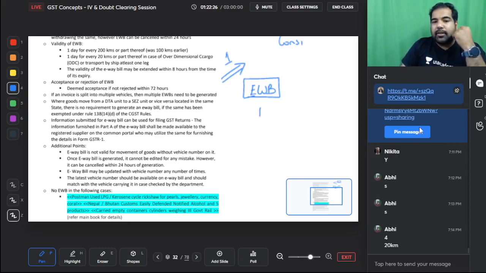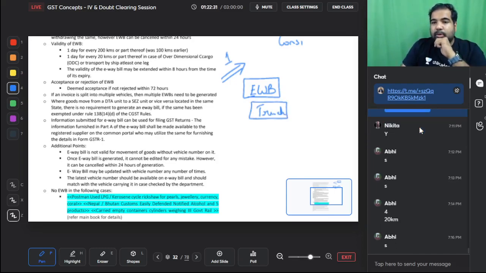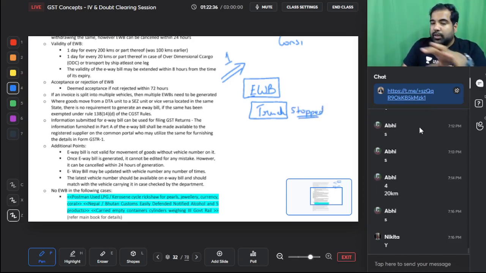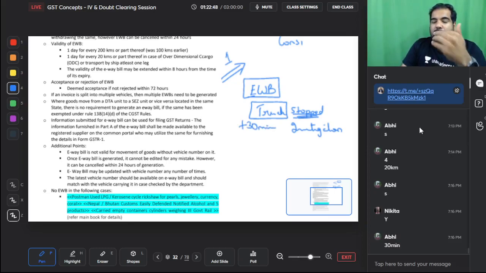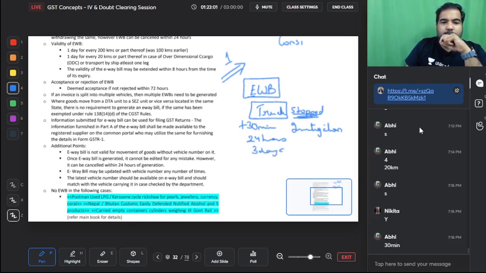Guys, can the truck or the transport be stopped by the officer? Yes, the truck or the transport or the conveyance can be stopped. If it is stopped, there is no authorization required, they can stop it. But if they want to do a detailed investigation, then they need a proper authorization. If it's stopped for more than 30 minutes, then you can upload a report as to why it was stopped for 30 minutes. And the officer who has stopped it has to upload a preliminary report within 24 hours and then a proper report within 3 days. Alright.